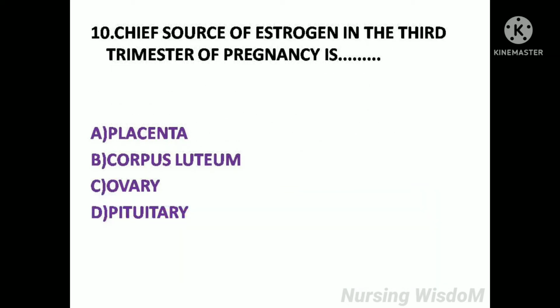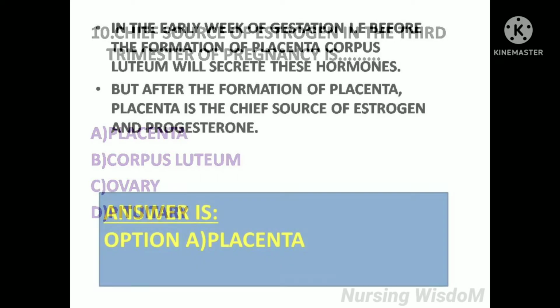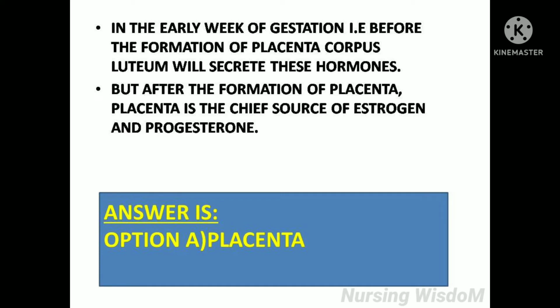Next question. Chief source of estrogen in the third trimester of pregnancy is: option A, placenta, option B, corpus luteum, option C, ovary, option D, pituitary. In the early weeks of gestation, that means before the formation of placenta, corpus luteum will secrete these hormones. But after the formation of placenta, placenta is the chief source of estrogen and progesterone. So here the answer is option A, placenta.